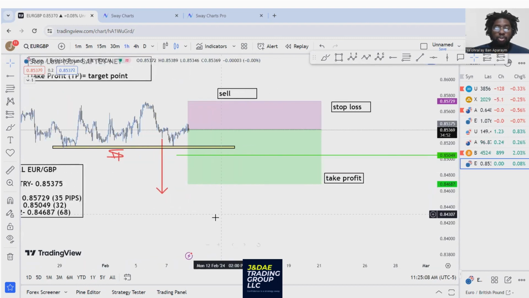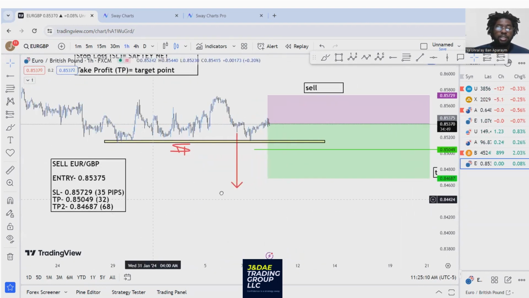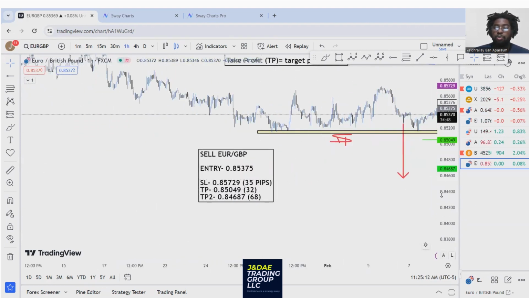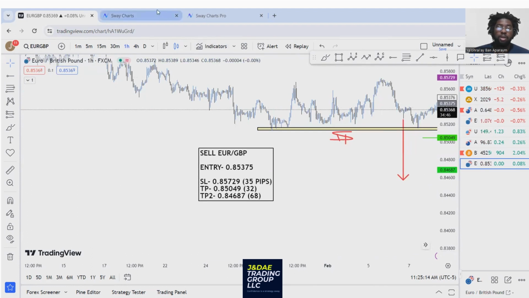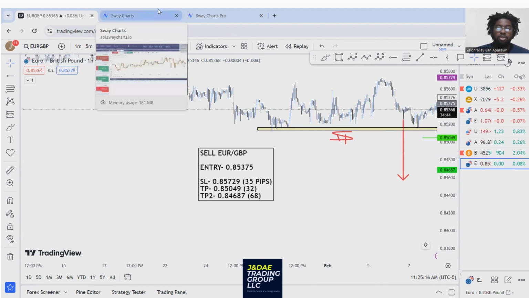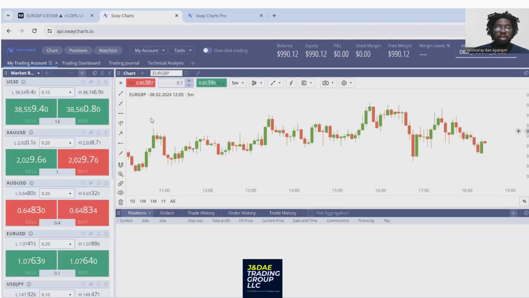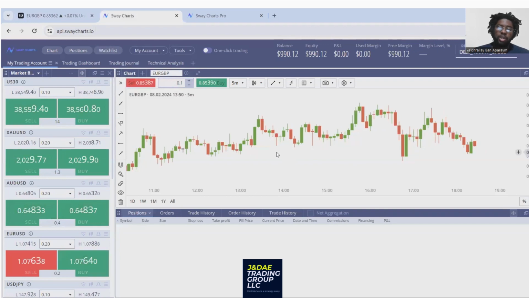So a trade like this, Euro GBP, I send this in the chat. What you do, you go to your Sway market account, charts or chart pro. I'm gonna do them both. So then you type in your Euro GBP, whatever lot size you're using, because say I have $1,000, so 35 pips, with a 0.1, that's $35, right? For 35 pips. That's about 3% risk. That's okay. I'll take that. 3% risk on the trade.